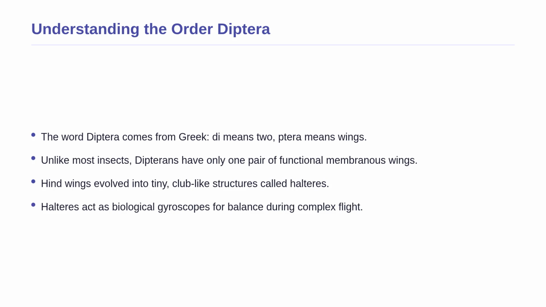Now that we have introduced our topic, let us look at what actually makes an insect a dipteran. The word diptera comes from Greek, where di means two and ptera means wings. If you look closely at most insects, like bees or butterflies, they have four wings. However, dipterans are unique because they have only one pair of functional membranous wings used for flying.